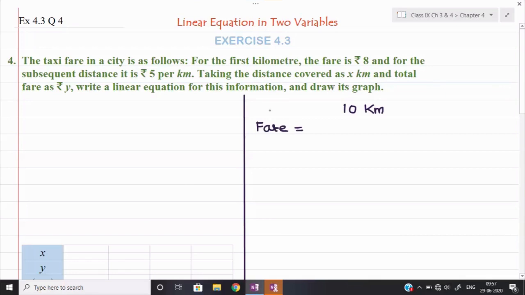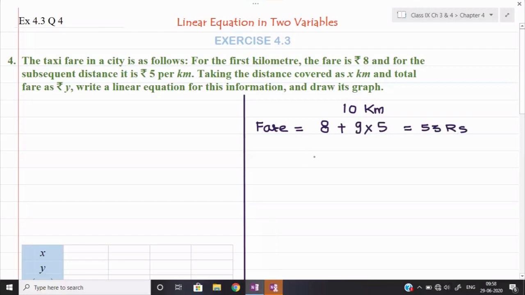See the conditions. For the first kilometer the fare is 8 rupees. So for the first kilometer I have written 8 rupees here. Now how many kilometers' charge is remaining? Out of 10, 1 kilometer I have already paid, because for the first kilometer I need to pay 8 rupees. Then 9 kilometers are remaining, and for those 9 kilometers I am paying 5 rupees per kilometer. So 9 multiplied by 5 is 45, and 45 plus 8, I am paying a total of 53 rupees, right?